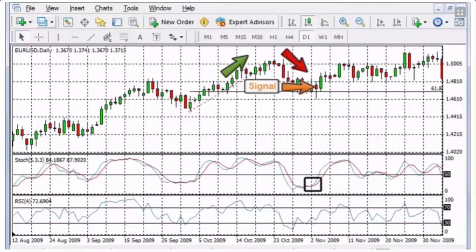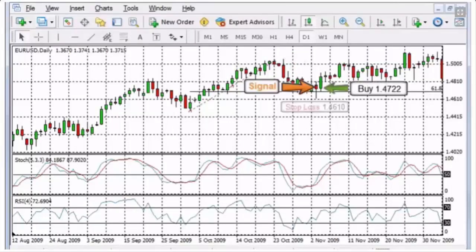The position should be entered at the start of the first candlestick that opens after the signal. The stop loss should be set 5 pips below the lowest value of the signaling candlestick. Exit the trade when the RSI indicator is in the overbought area, meaning its value is above 70.